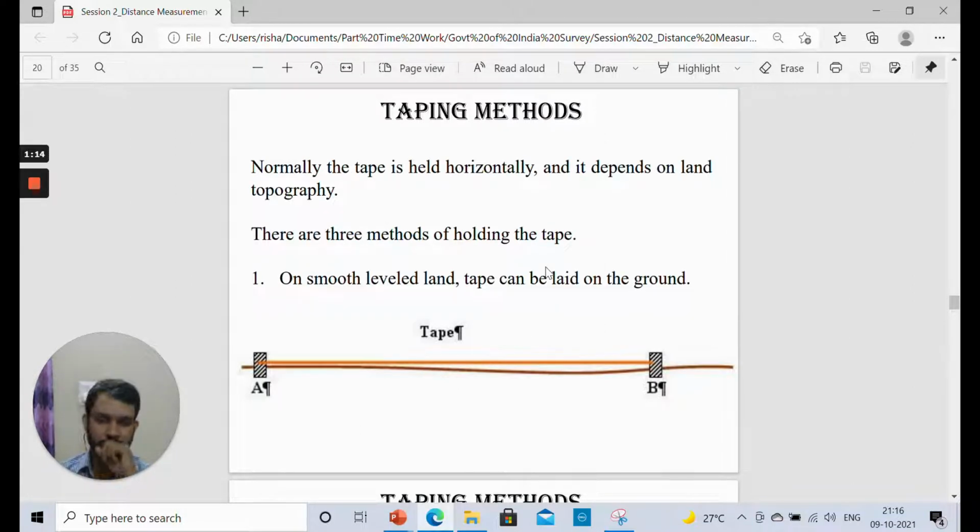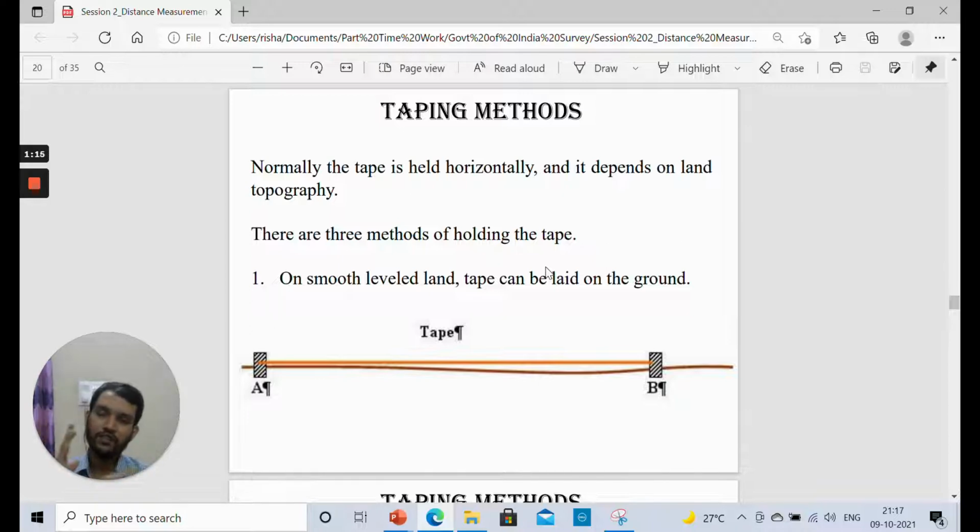Next thing that we study here is taping methods. This also we have studied a bit, but I will tell you three types of taping methods, meaning how we can tape a field. In three ways generally we do this. Firstly, on a smooth leveled land, if we are talking about a flat terrain that is leveled, we can easily do the taping by keeping the first point at station A and the second point at station B on a perfectly leveled ground.